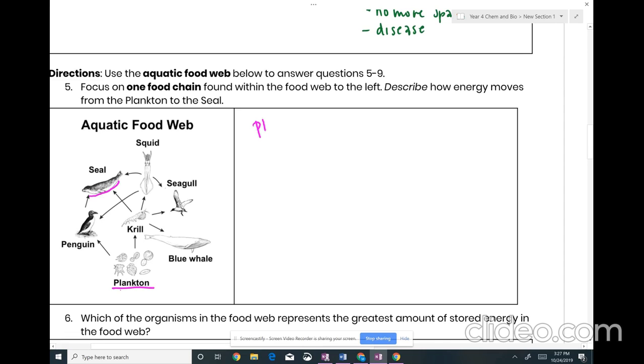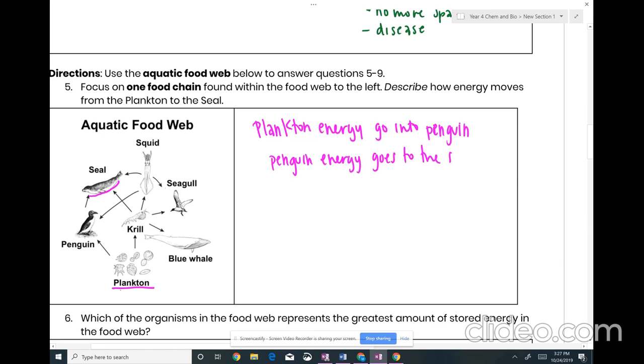So from plankton, energy is going to go into the penguin. I'm going to pick the penguin because I like penguins. Right? And then the penguin energy goes to the seal. Right? So I see this, right? So this is going to go into there. Right? And again, the arrows mean energy. Right? So arrows mean energy.